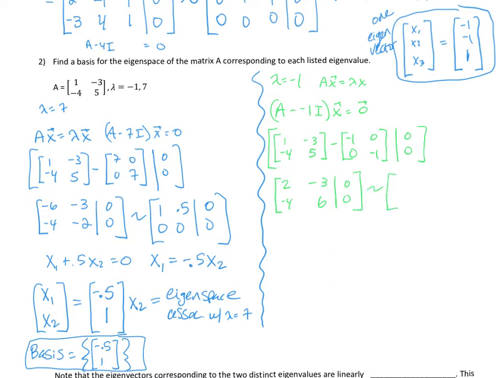Row reduce, and you get 1, -1.5, 0, 0, 0, 0. Okay, so translate this to equations, and it says x1 minus 1.5 x2 equals 0. Solve for the basic variable x1 in terms of the free variable x2. And then I can write out the solution. The set of all solutions to this is the eigenspace.